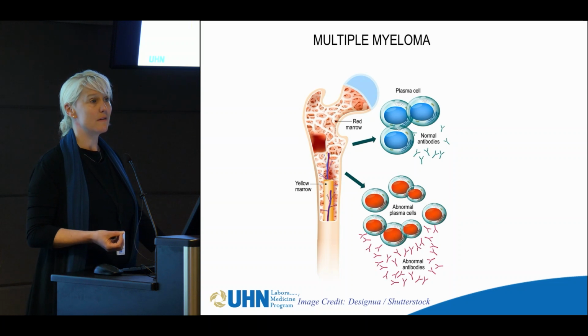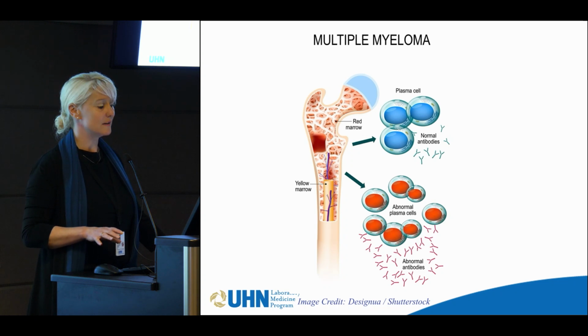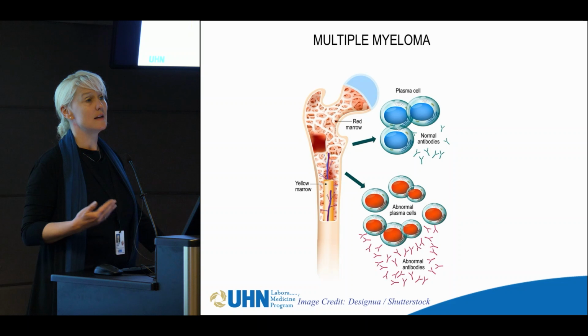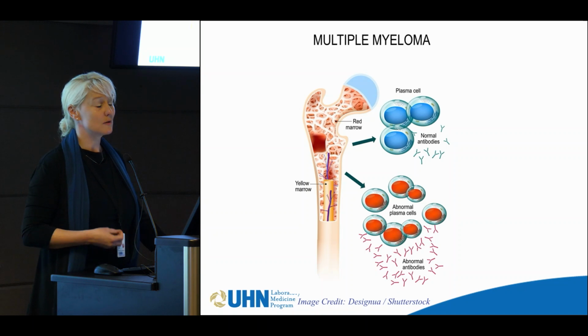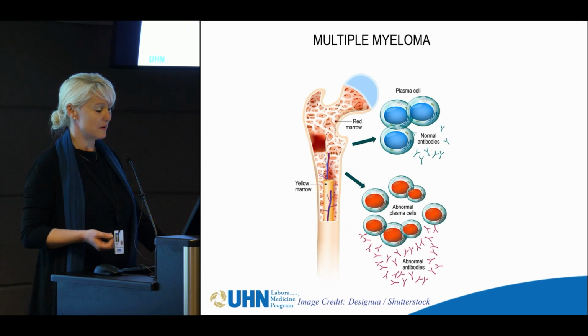Not only does the growth of abnormal cells crowd out the ability of other cells to grow well, so many of these patients have anemia, but the accumulation of these proteins in the kidney can cause clogs and all kinds of problems for the patient.